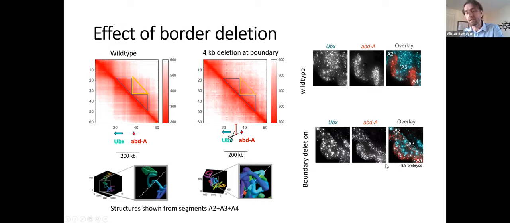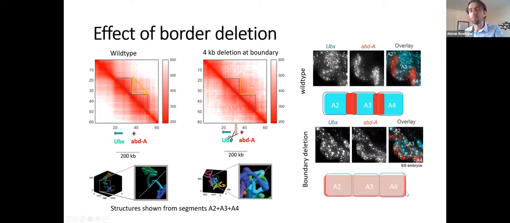Now we see, instead of the alternating high-low patterns, really the same expression from both genes, consistent with what we expect if these newly formed contacts between ABDA enhancers and UBX and vice versa are cross-regulating the genes that have adopted new targets. So it would appear that these boundaries not only change interaction frequency, but those changes in interaction frequency have transcriptional effects. And the beautiful thing about Drosophila is we can grow them up and also look at phenotypes.